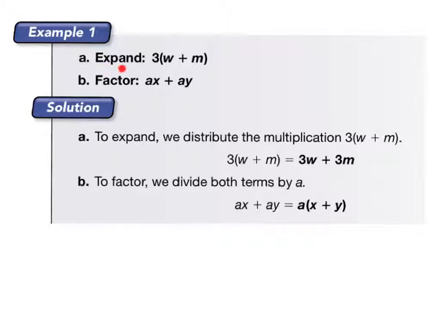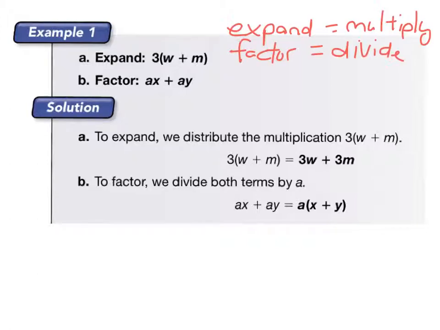Example number 1 says to expand this expression and then factor that expression. Expand means to multiply, so you should probably write that down. Expand means to multiply and factor means to divide. So we're going to expand this. That means I'm going to take the 3 and multiply it times the W and the M. To expand, we distribute the 3. So take 3 times W, take 3 times M, and add them together. Now you can't really add them together. The answer is just this expression. You're just expanding it.